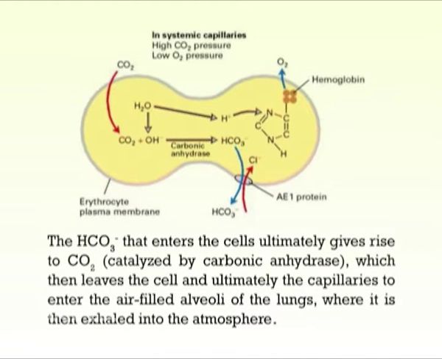The bicarbonate that enters the cells ultimately gives rise to carbon dioxide, which is catalyzed by carbonic anhydrase, which then leaves the cell and ultimately the capillaries to enter the air-filled alveoli of the lung, where it is then exhaled into the atmosphere. Numerous transport proteins also enable plant vacuoles to accumulate metabolites and ions.